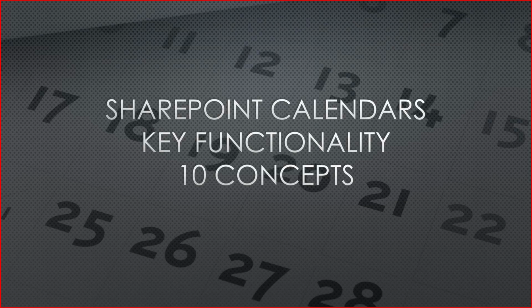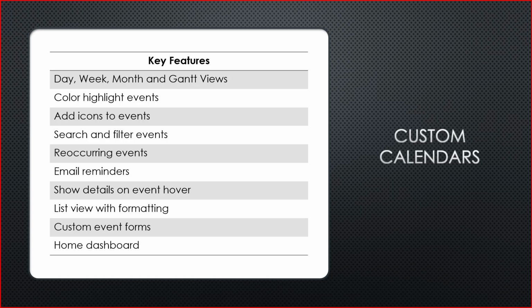All right, so let's talk about what is it that we want to have in a calendar. What's key functionality? What are the things that we need to be able to do in order for us to have a calendar where we can collaborate and get user interaction and have something people actually do want to use? Well, we're going to run through some of these key functions.